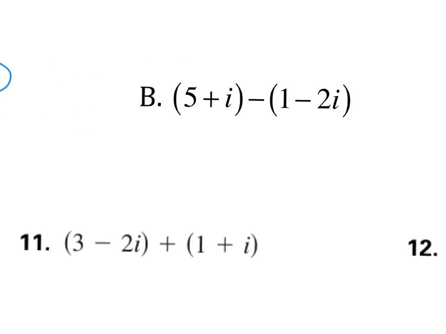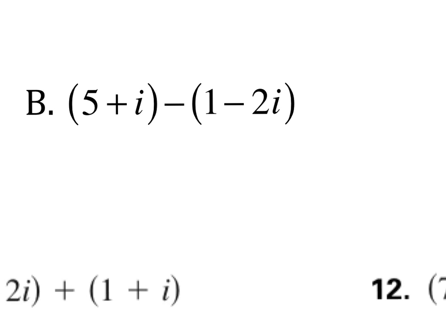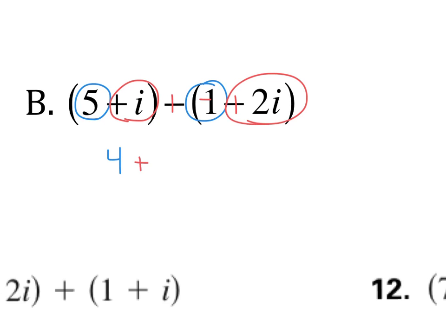Now looking at B, notice this subtraction is the exact same as addition. All we do is add the opposite. So I change the signs inside by distributing the negative. The 5 minus the 1 gives you a positive 4. The i plus the 2i gives you 3i. And we're done. There's nothing further to simplify.